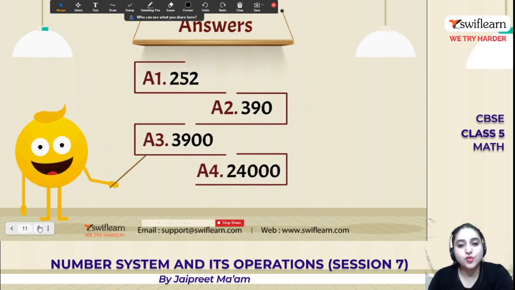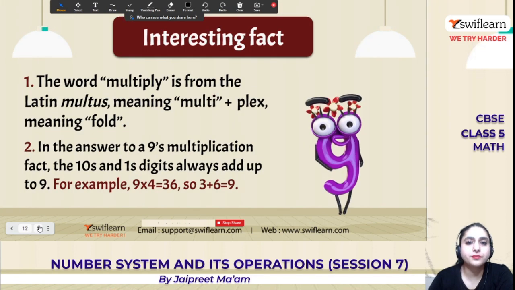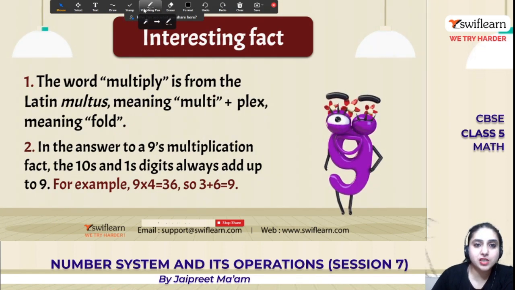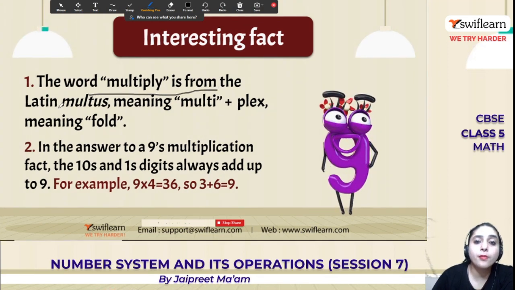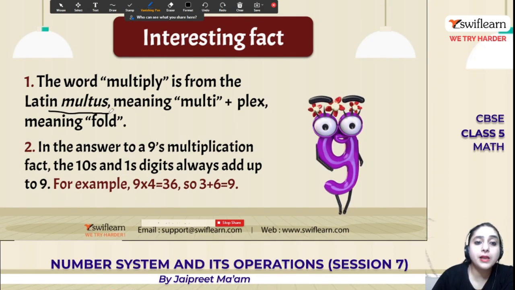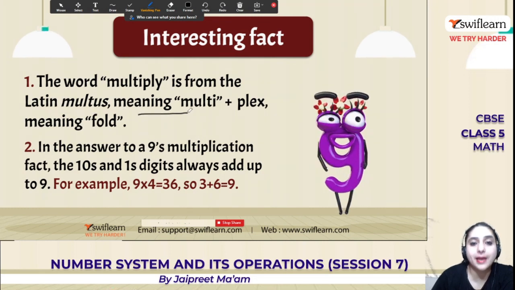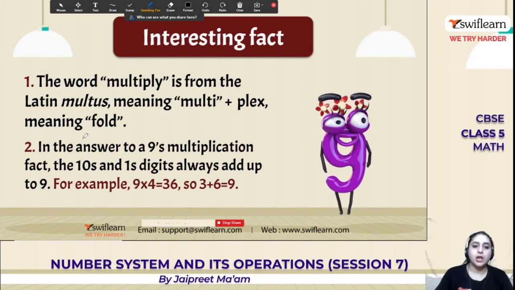Okay. So these were the solutions. Now a very interesting fact. The fact is the word multiply is from the Latin multiplex, meaning folds.